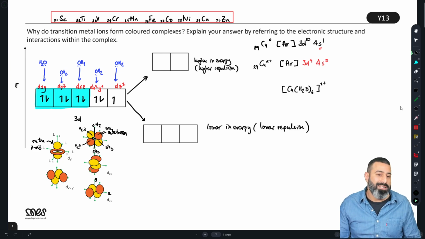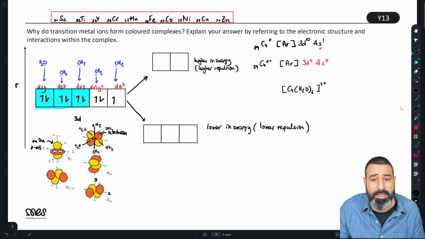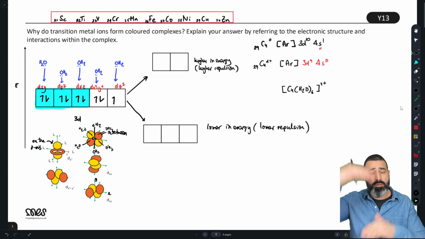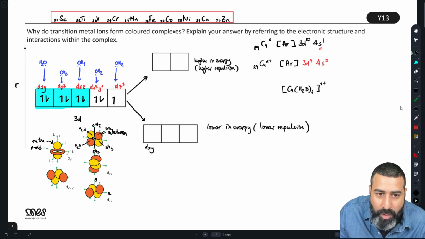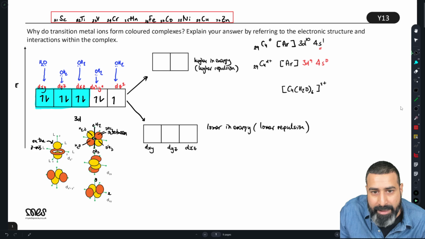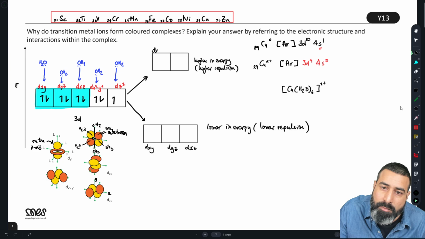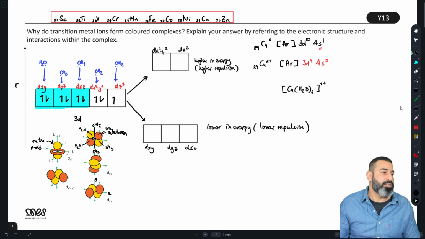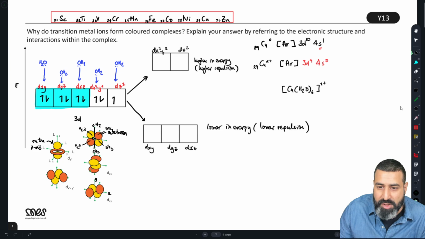Okay, and that's kind of it. That's pretty much why this happens, okay? For octahedral complexes, we get this split, 3 down, 2 above. So these are going to be my dXY, my dYZ, and my dXZ, and these are going to be my dX squared minus Y squared, dZ squared. For visual reference, okay? Helps us visualize what's going on.